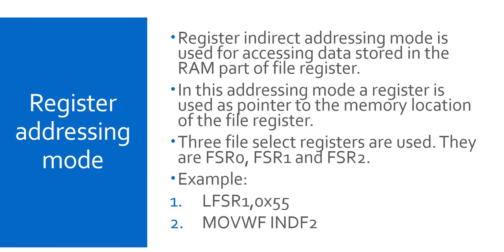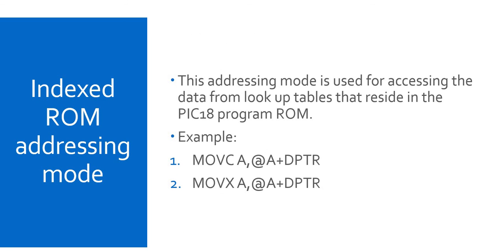Then you have register addressing mode. Here you are providing directly the address of that register, or you are calling that register indirectly. That is your register addressing mode. It is limited to your FSRs, that is file select registers. And the last one is your indexed ROM addressing mode, which is used for accessing data from the lookup tables.